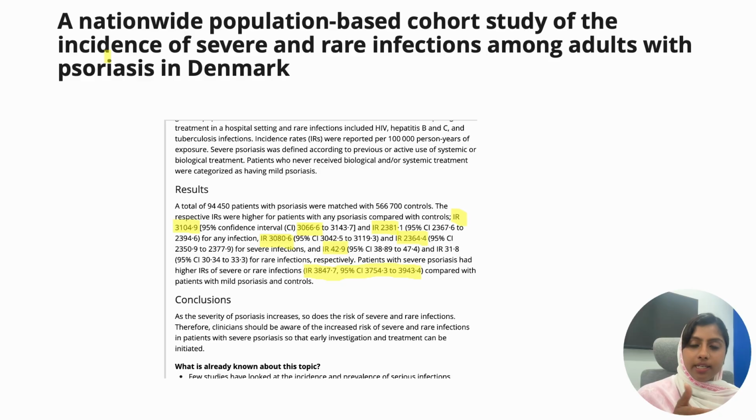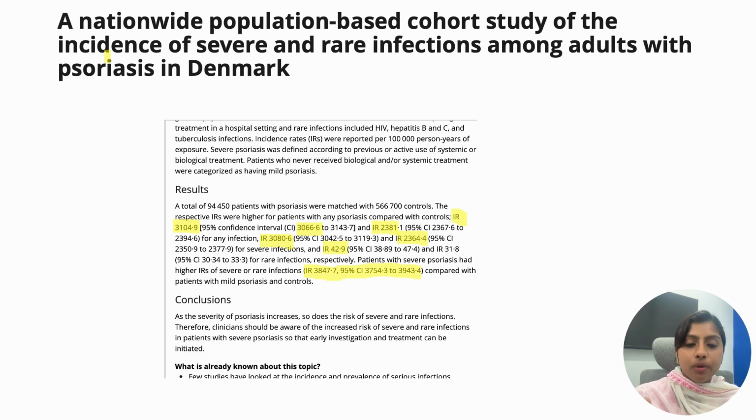Here what they have done is a nationwide population-based cohort study of incidence of severe and rare infections among adults with psoriasis in Denmark. So they've tried to again understand the infections in psoriasis patients. I'm going to take you through the results here. What you can see is that they've written IR, which is basically the incidence rate. As you've already learned, incidence rate takes into account person time as the denominator. The incidence rate is 3104.9, but they haven't actually mentioned the person time. So that would be a doubt that you might be having in this case.